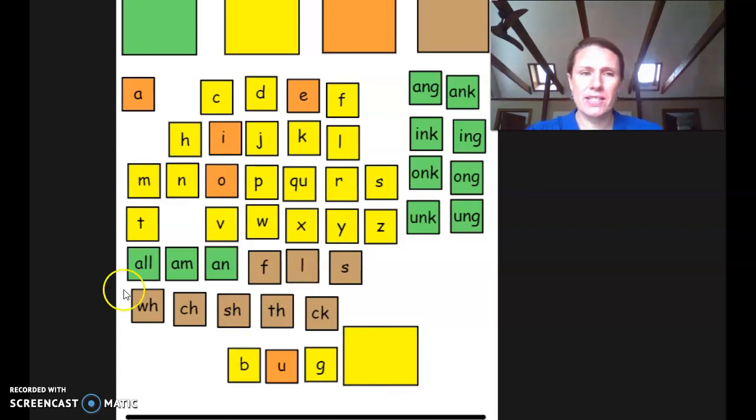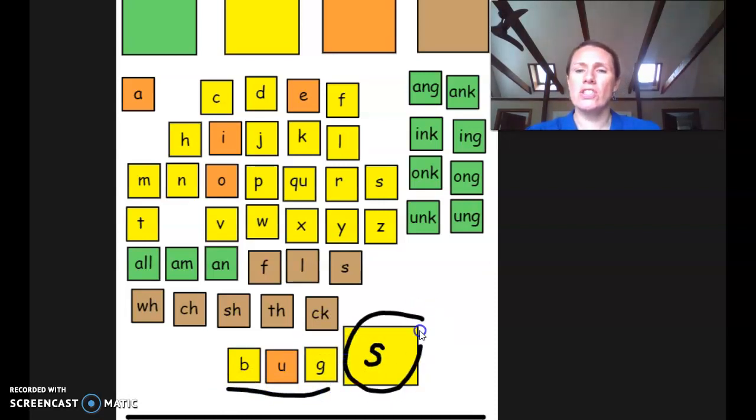So what would this word say? Bugs. That's right. This is our suffix card for S. And to mark it, we underline our base word, circle the suffix, bugs. Well, today we're going to be learning a different suffix ending because S isn't the only thing that goes on the end. We're going to be learning about ed.